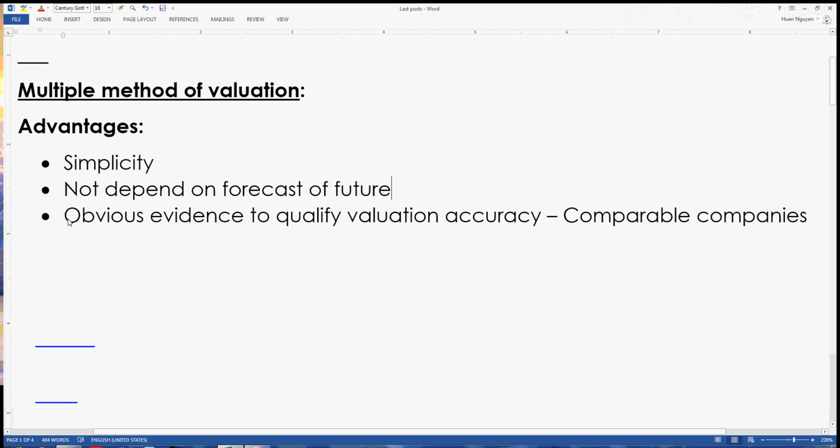So the last one, I think the most important advantage, is the obvious evidence to qualify our valuation accuracy through the comparable company. In this case, comparable company information will give us the obvious evidence to qualify our model of multiple methods. We give the financial comparable company, and we prove that there are some common points between the comparable company and our company. So based on that evidence, based on that proof, we will show the valuation of our company.